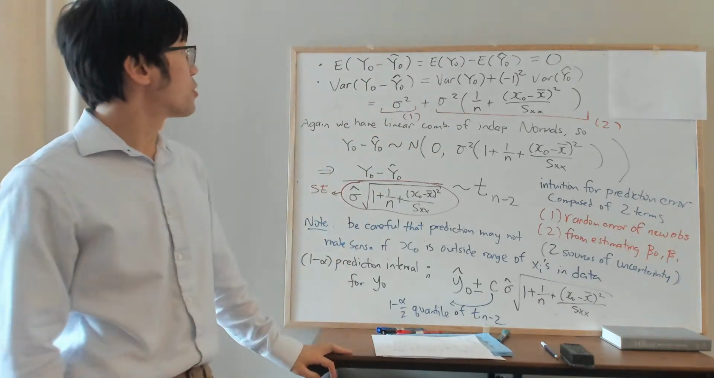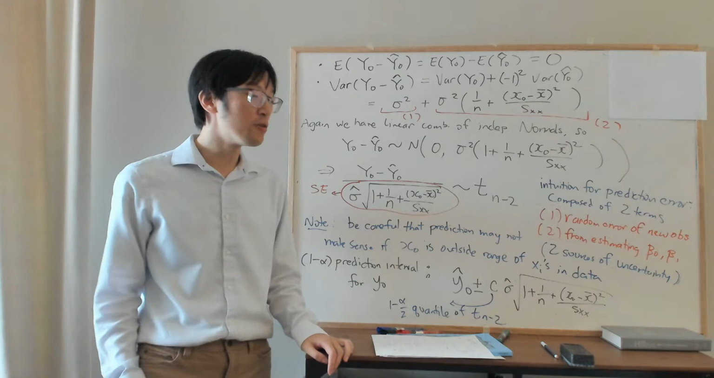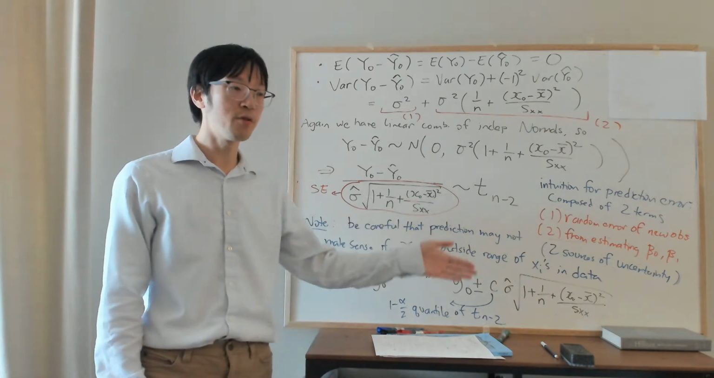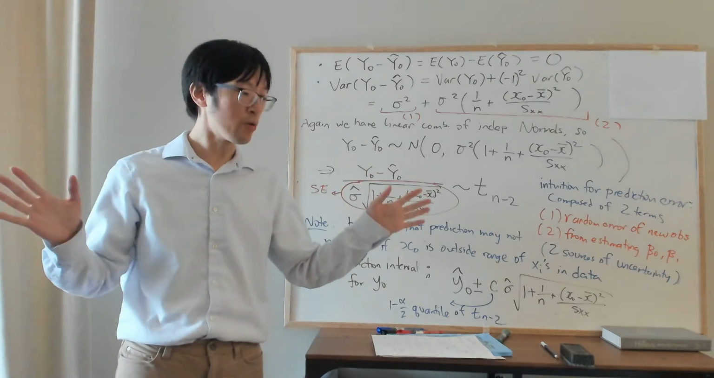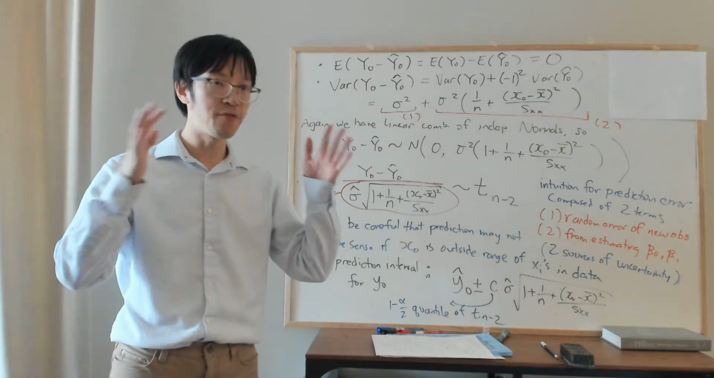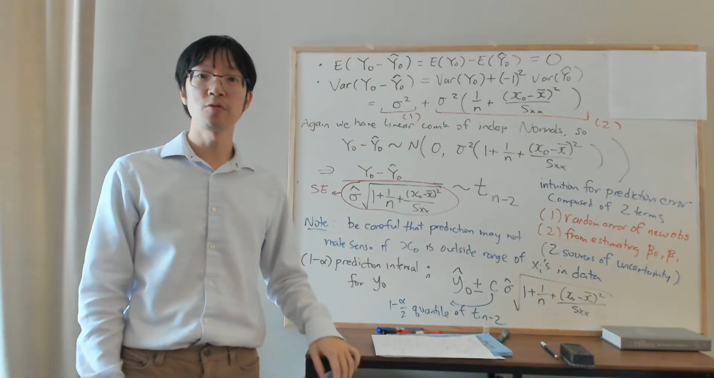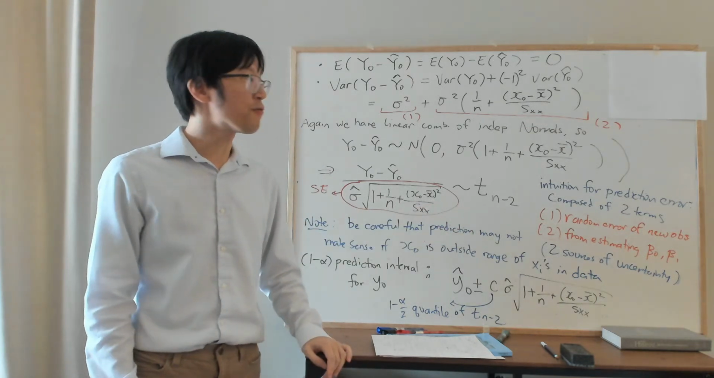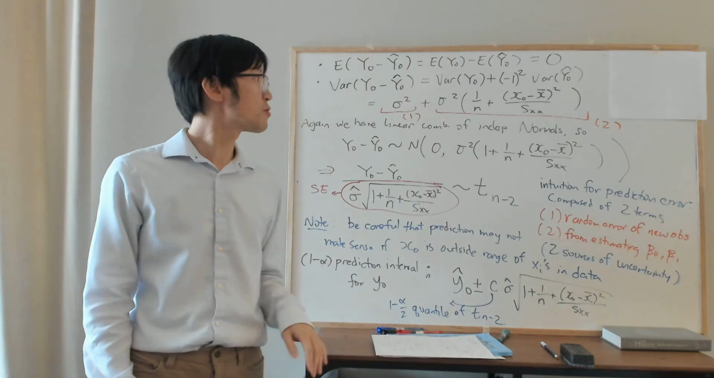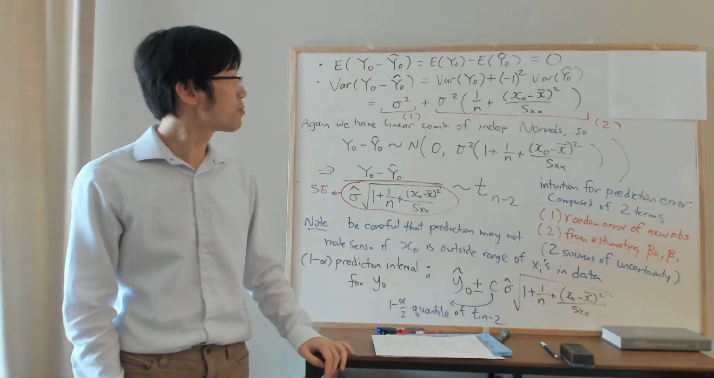Okay, so that's how we do prediction using our fitted linear regression model. Just to recap what we've seen so far: we've fitted the regression model, so we estimate beta 0 and beta 1 from n data points. So we get beta 0 hat, beta 1 hat.